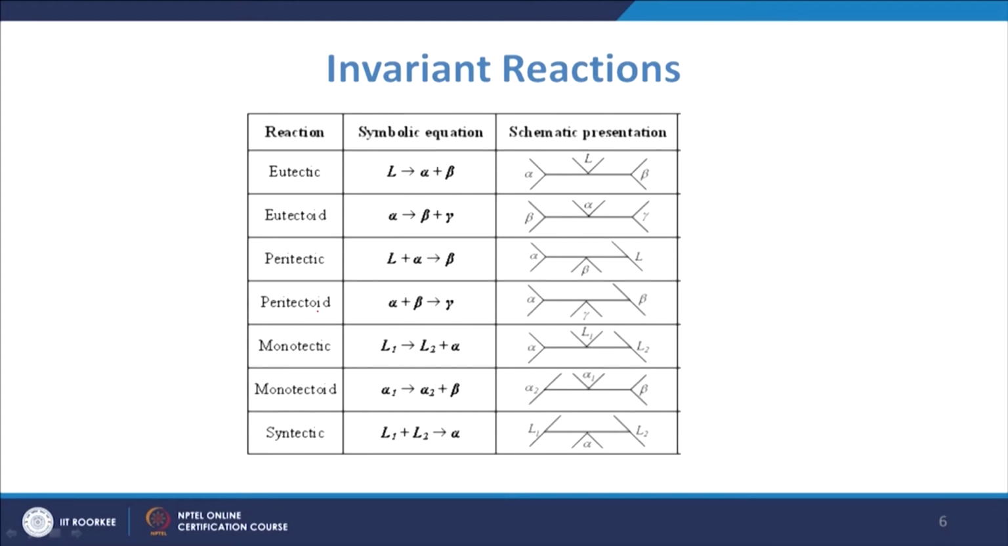Now, in this case you will have the transformation from one phase to another. So, liquid will be converting to alpha plus beta, and in many places you will have the eutectic reaction taking place. The liquid solidifies at a particular temperature, and it will make a mixture of 2 solid phases, alpha and beta.